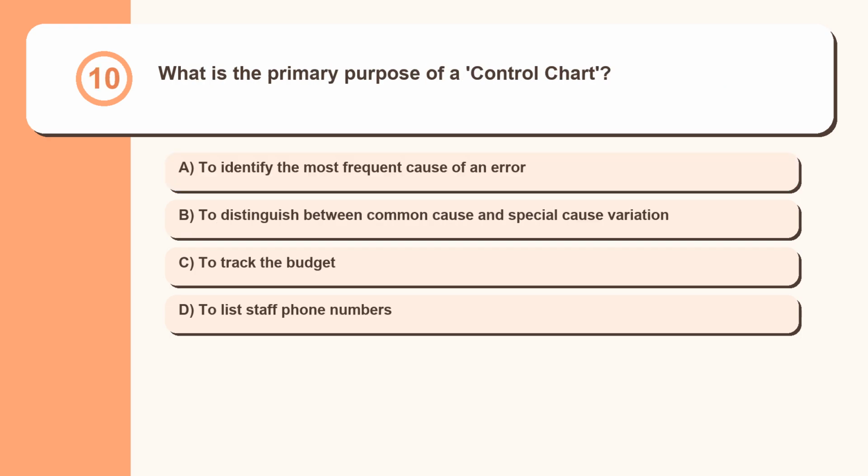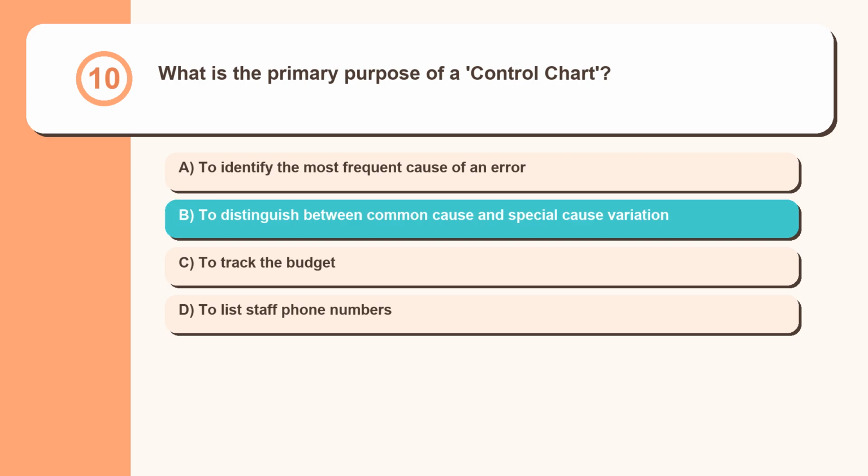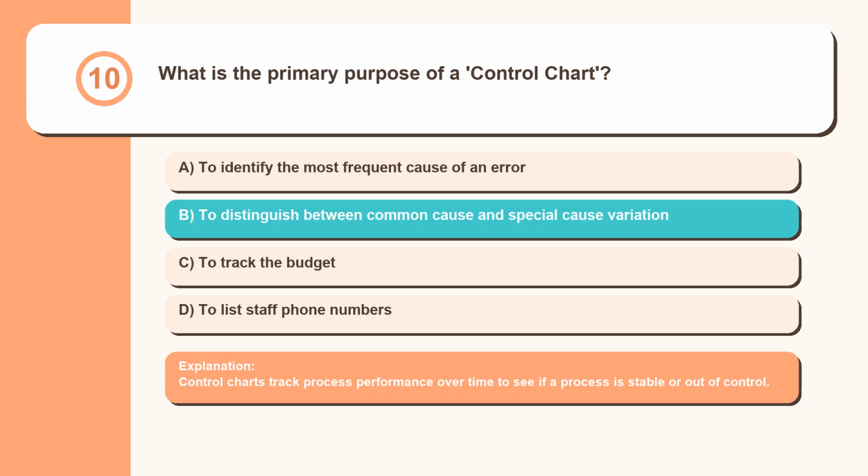Question 10. What is the primary purpose of a control chart? To identify the most frequent cause of an error, to distinguish between common cause and special cause variation, to track the budget, to list staff phone numbers. Control charts track process performance over time to see if a process is stable or out of control.